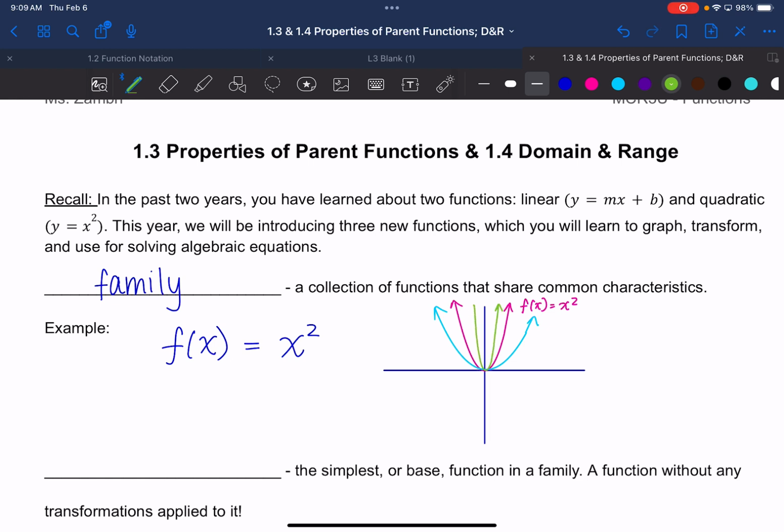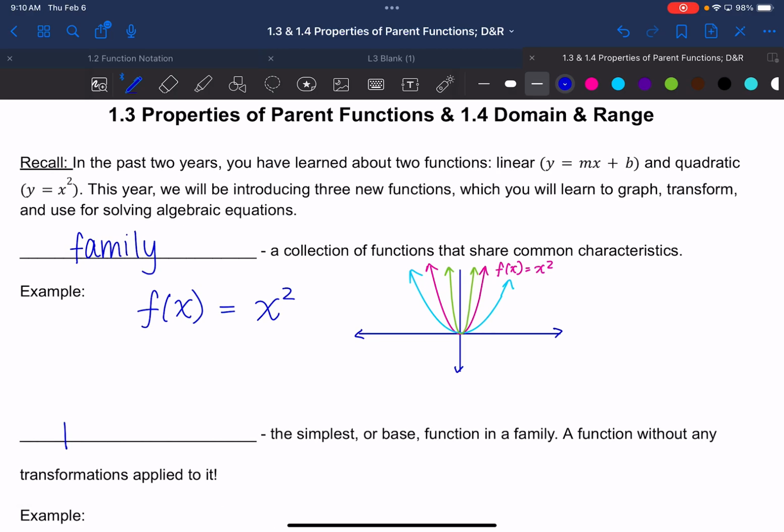There we go. All right, little rough sketch, but it just shows that they come from the same family. They look a little different, right? There have been some transformations applied to them, but they all come from x squared, and they have the same common characteristic, for example, their origin is at 0, 0. That's a common characteristic. So they all belong to the same family.